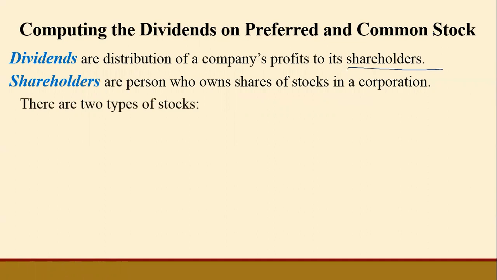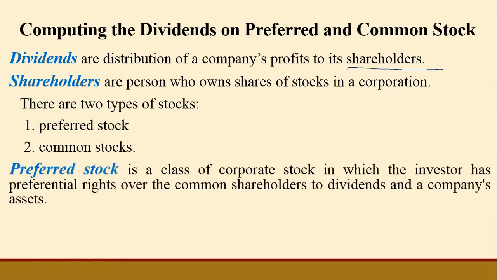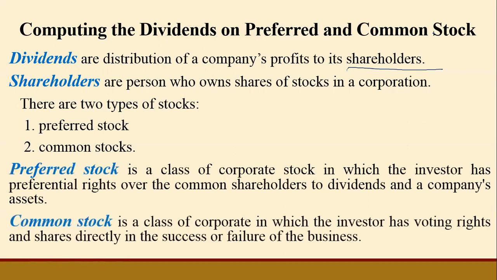And we have preferred stock. There are two types of stock: the preferred stock and the common stock. So pag preferred stock, this is a class of corporate stock in which the investor has preferential rights over the common shareholders to dividends and a company's assets. And for common stock naman, this is a class of corporate stock in which the investor has voting rights and shares directly in the success or failure of the business.